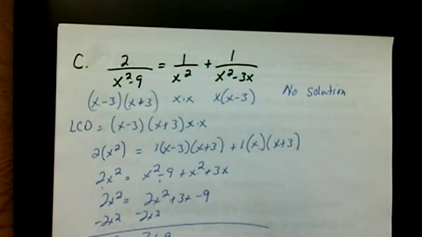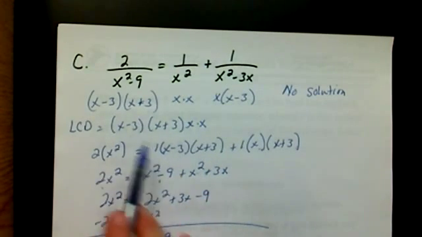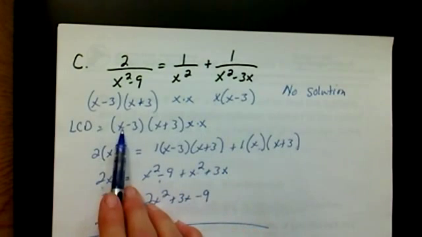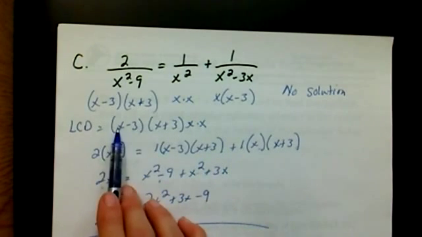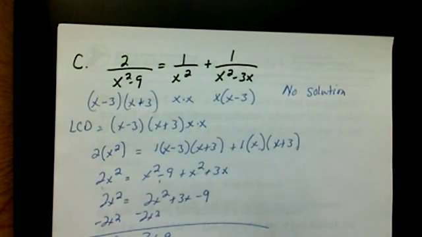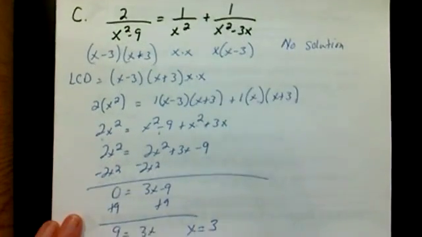Sometimes that happens, where everything goes away, and you end up with something that doesn't work. So always check your restrictions. When you find this LCD, it will show you the pieces that make your restrictions. If you put this equal to 0, this to 0, and x to 0, you would have all of your restrictions. So x can never equal 3, and therefore it's not a solution.